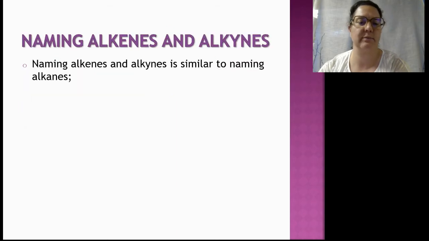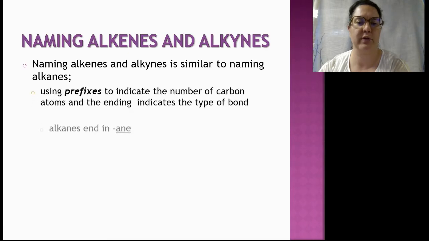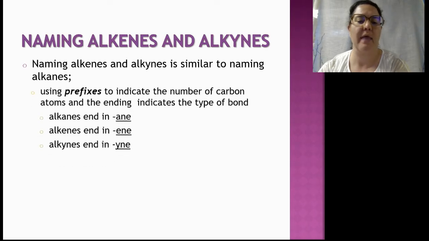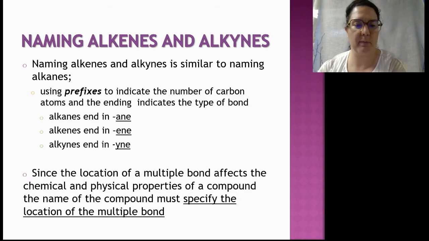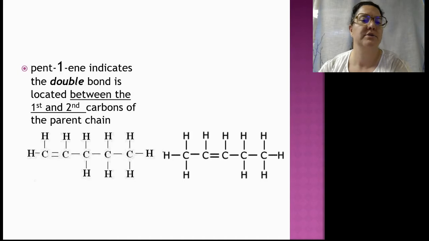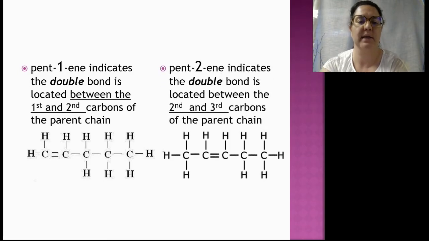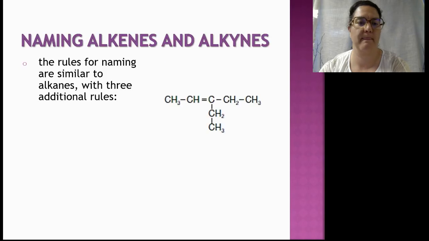Naming the alkenes and alkynes is similar to naming alkanes. We use prefixes to indicate the number of carbon atoms, and the suffix indicates the type of bond. Since the location of the multiple bond affects the chemical and physical properties of the compound, we must also specify the location of that double or triple bond. So pent-1-ene indicates the double bond is located between the first and second carbons of the parent chain, whereas pent-2-ene indicates the double bond is located between the second and third carbons of the parent chain. So pent-1-ene versus pent-2-ene have different double bond locations.